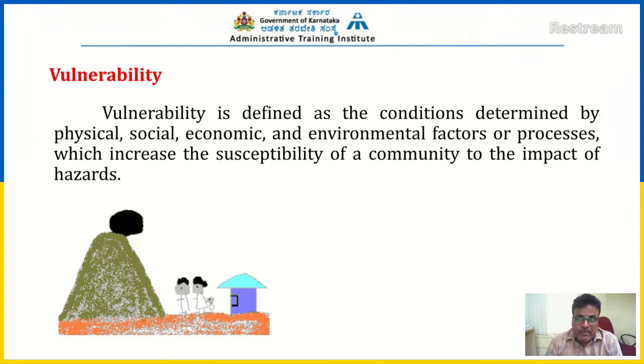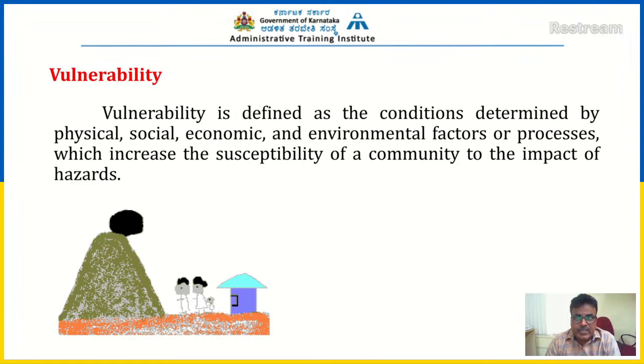You can see physical vulnerability by location. Suppose the people are living exactly on the bank of the sea or coastal belt, within 500 meters of the coastal belt, or on the bank of the river. By virtue of their location, or their houses being exactly on the bank of the river or sea, they are likely to be affected by cyclone or tsunami, or even coastal erosion sometimes. So that is physical vulnerability.